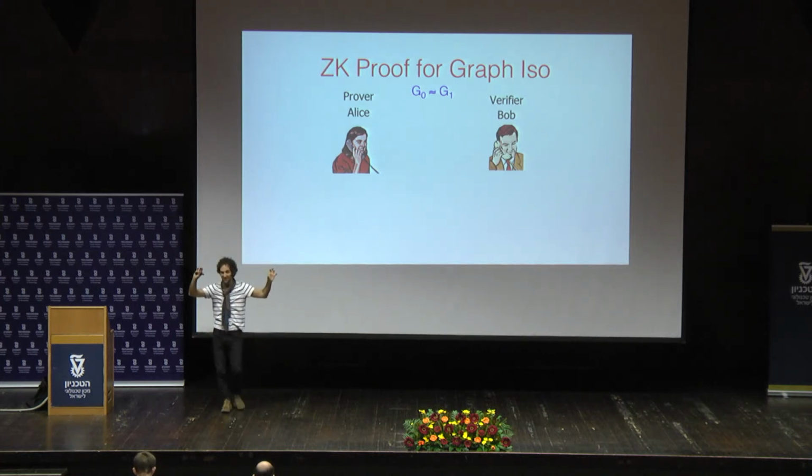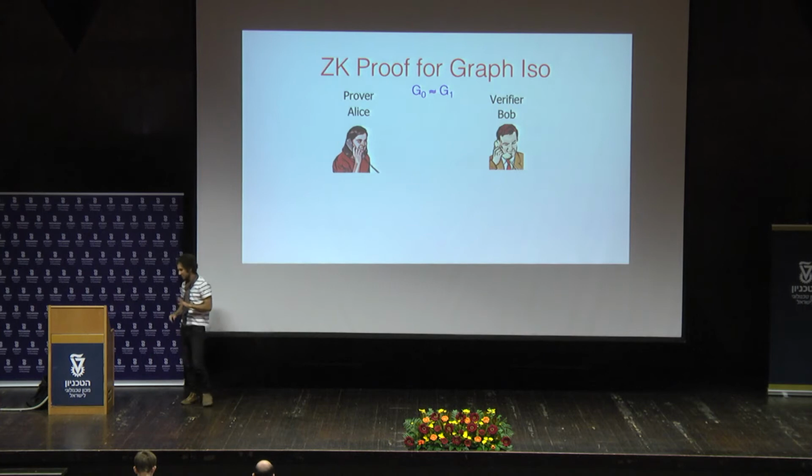Now the point is, this task of figuring out if I can go from this graph to this graph is not easy. Right? It's not easy to figure out if such an isomorphism exists. It's not NP complete, but we don't believe this is an easy problem. Now, how can Alice prove to Bob that these two graphs are isomorphic?